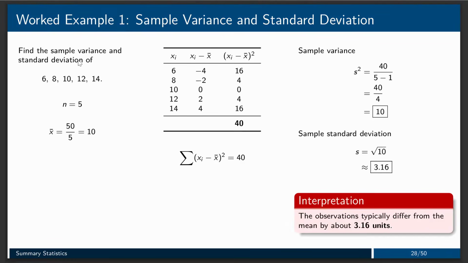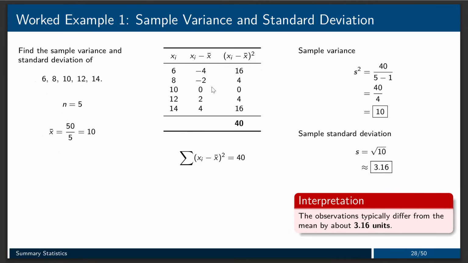Here's an example. Find the sample variance and standard deviation of 6, 8, 10, 12, and 14. First of all, we know that n is equal to 5 because there are 5 data points here. X bar is equal to 50 over 5, which is 10, because when you sum these data points, 6 plus 8 plus 10 plus 12 plus 14, you get 50. So 50 over 5 is 10, which gives us the mean.